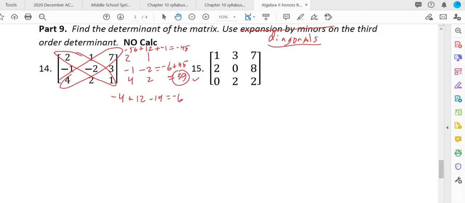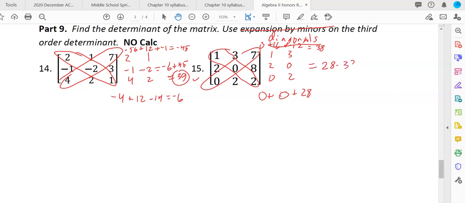Diagonal this way, so this will be 1, 2, 0, 3, 0, 2. So diagonals, you get, well, this is easy, 0 plus 0 plus 14 times 2 is 28. If you diagonal the other way, you get 0 plus 16 plus 12. 16 and 12 is 38. So we end up getting 28 minus 38, which I think is negative 10. Negative 10 should be the answer.